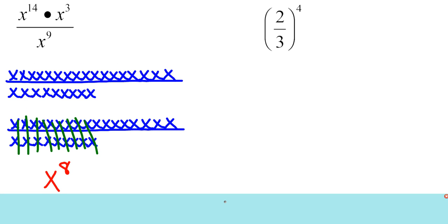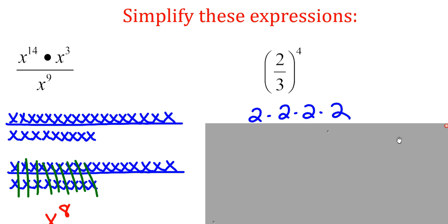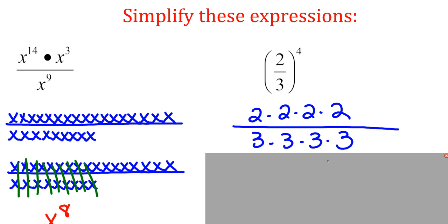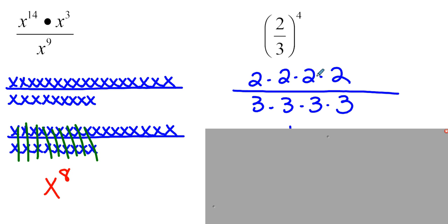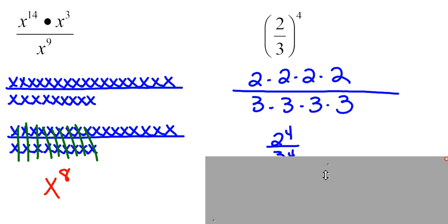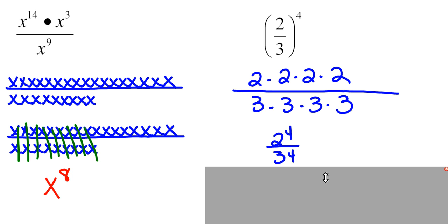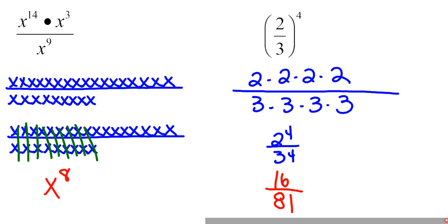Our second expression is 2/3 to the 4th power. Well, think about the meaning. It's 4 sets of what's inside: 4 sets of the numerator and 4 sets of the denominator. And let's see if we can do any simplifying. As of right now, we don't have any greatest common factors we could divide out, but we can simplify 2 times 2 times 2 times 2 as 2 to the 4th over 3 to the 4th, and they each have a value. 2 times 2 is 4, so 4 times 4 is 16, and 3 times 3 is 9, so 9 times 9 is 81. So we could write this as 16/81.